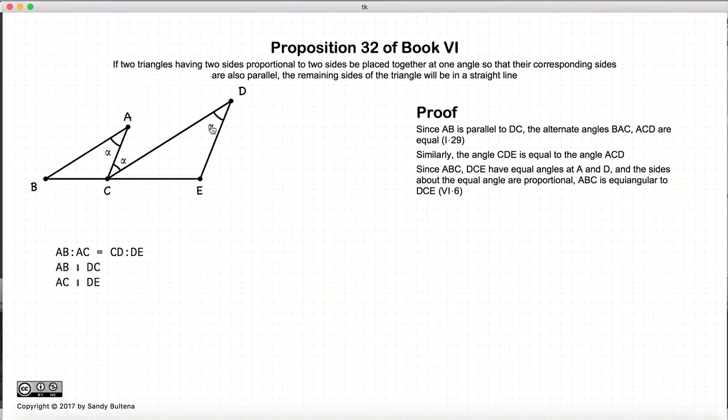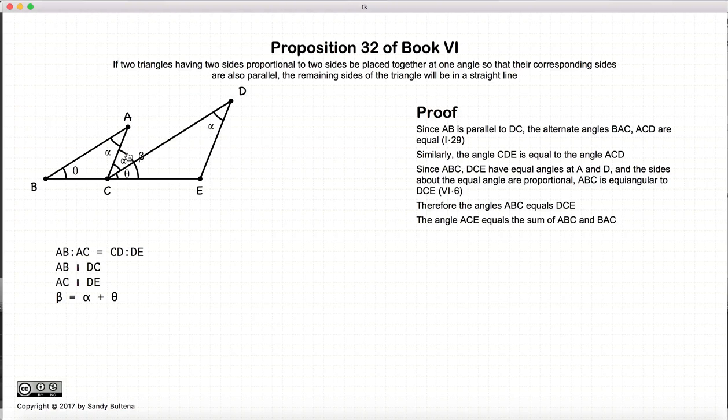And since they have equal angles and the sides are proportional, then ABC is equiangular to DCE. So I'm just going to fill in the labels of these angles here because they are equiangular.